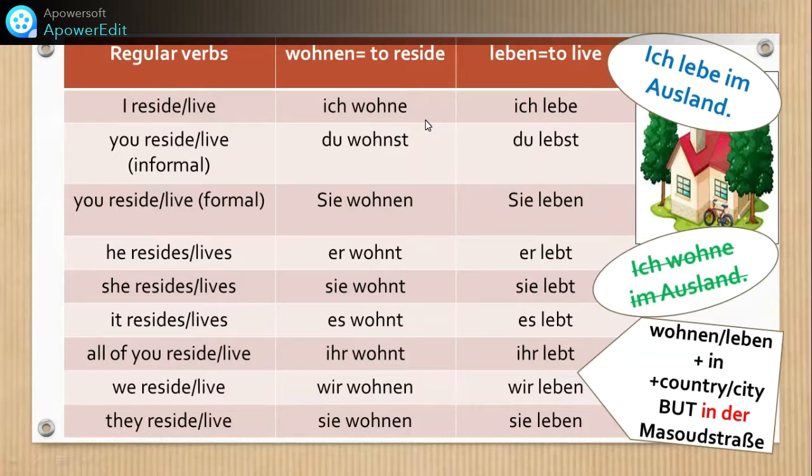will be ich wohne, du wohnst, sie wohnen, sie es wohnt, ihr wohnt, wir wohnen, and sie wohnen. Similarly, with leben, it will be ich lebe, du lebst, sie leben, sie es lebt, ihr lebt, wir leben, sie leben.